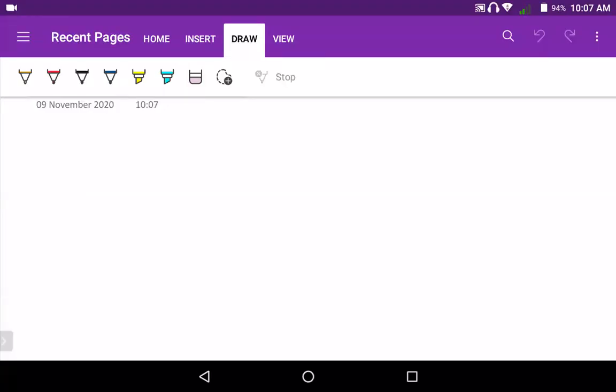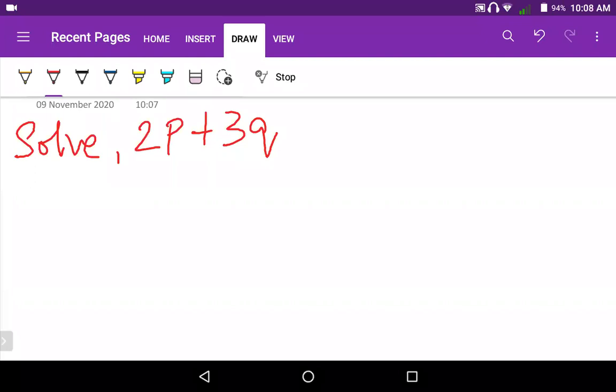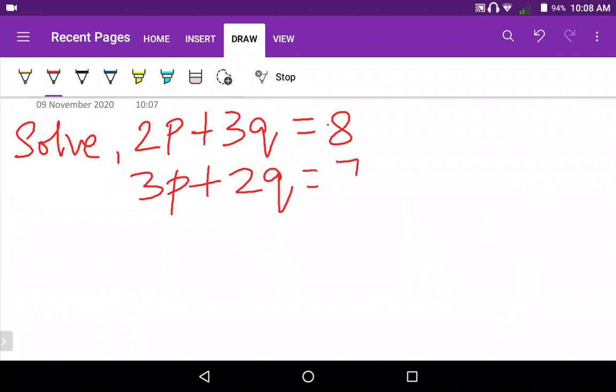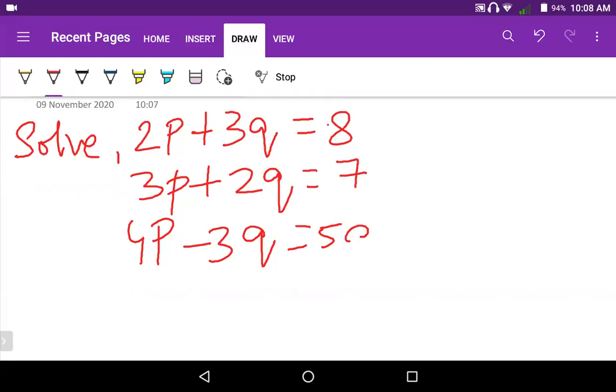Now, the next question. Solve 2p plus 3q is equal to 8. 3p plus 2q is equal to 7. 4p minus 3q is equal to 5a minus 17. Find a.